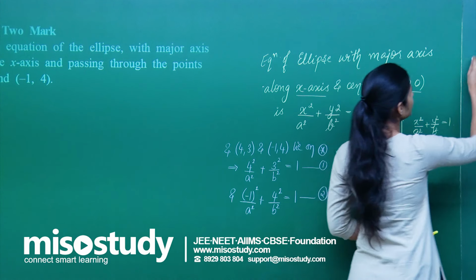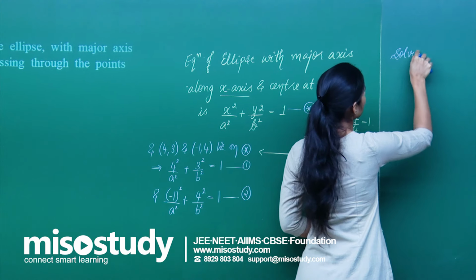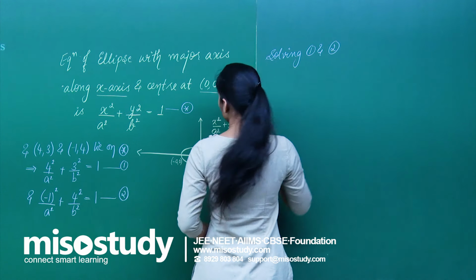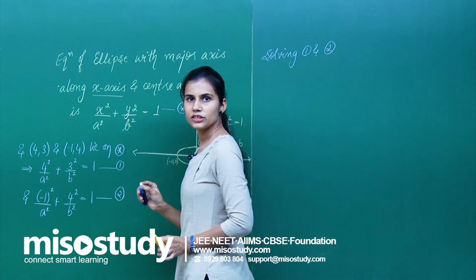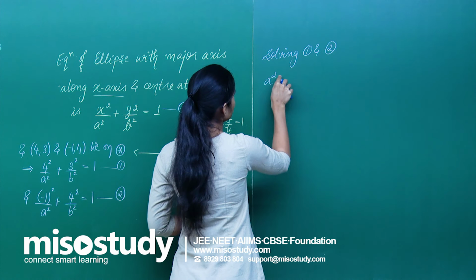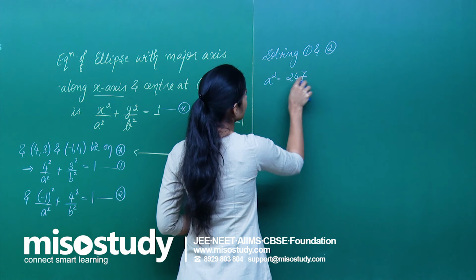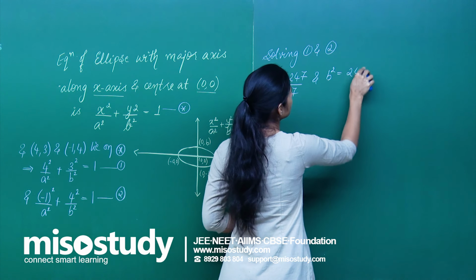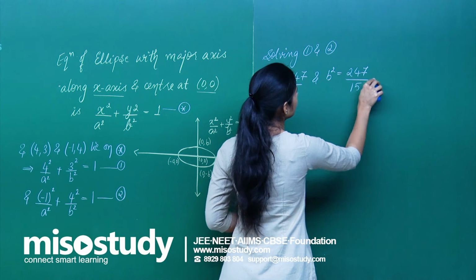When you solve 1 and 2, it's very easy. You can see both the equations are in 2 unknowns, a² and b², so you can clearly solve them. You will get a² = 247/7 and b² = 247/15.